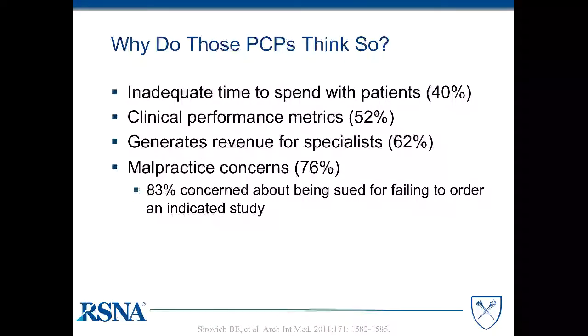They and specialists are utilizing healthcare services on their patients, and that includes ordering more imaging for a number of reasons. 40% thought it's because they don't have enough time to spend with their patients. 52% said they were doing it to play the games of clinical performance metrics. 62% said that it's because the specialists can use imaging to generate revenue. But importantly, 76% said it was because of malpractice concerns. In fact, 83% were concerned about being sued for failing to order an indicated study.